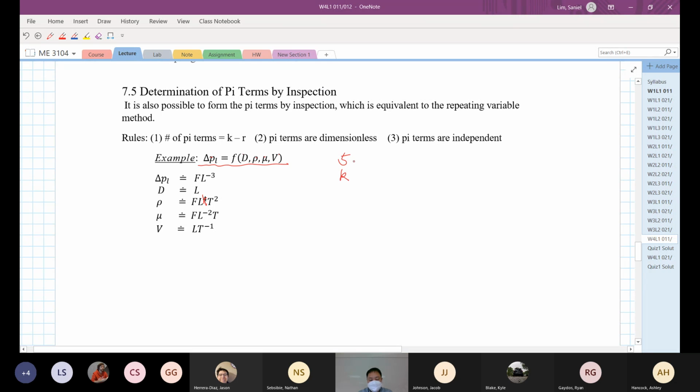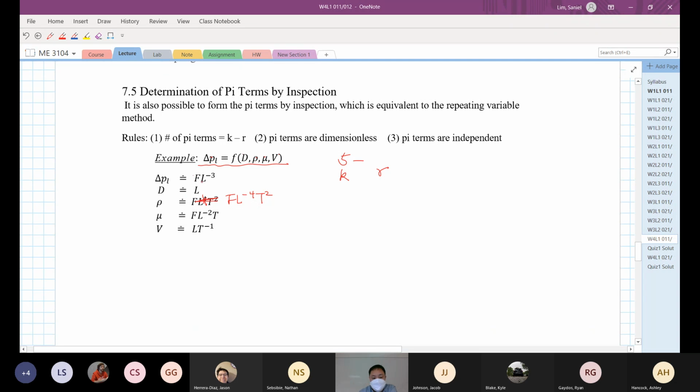K is 5 minus r. We had an MLT system before. If I use the FLT system, this is actually FL^-4 T^2. That was a typo. All right, now we use an FLT system, so of course the answer should be the same.